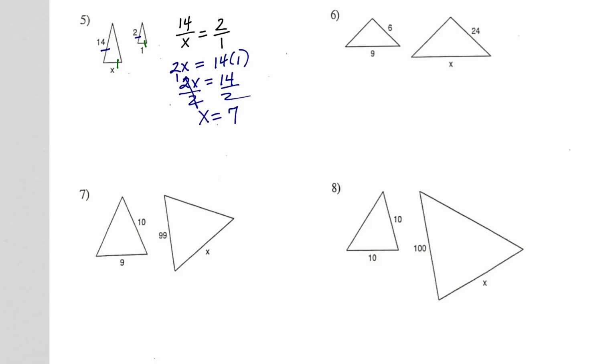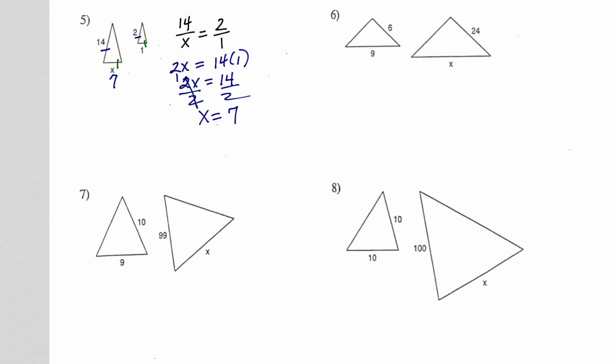Now if I want to check, think about what multiplier. 1 times 7 is 7. 2 times 7 is 14. And this is how you would check your sides, making sure that your multiplier or your scale factor is the same. And you're good to go. So let's look at the next one.